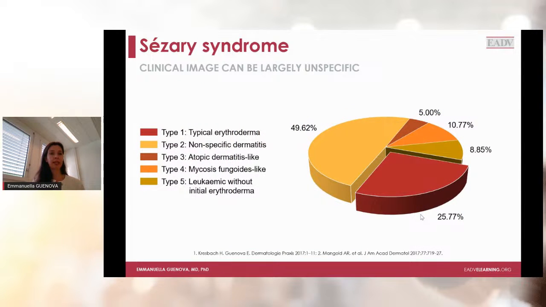However, it is important that not every Sézary syndrome is presenting so classically. In an international, rather large retrospective analysis of patients diagnosed with Sézary syndrome and their clinical manifestation at the initial time point of the skin symptoms, it looks as if no more than approximately 1/4 of all patients will present with a typical erythroderma, here 25%. Almost half of the patients have a non-specific dermatitis, and some of them may even mimic atopic dermatitis, may mimic mycosis fungoides, or can even have a leukemic involvement without initial erythroderma, at least in transient cases.